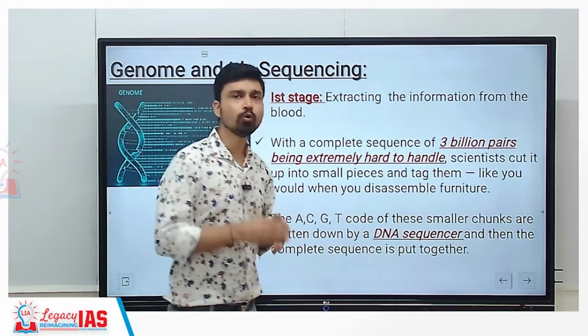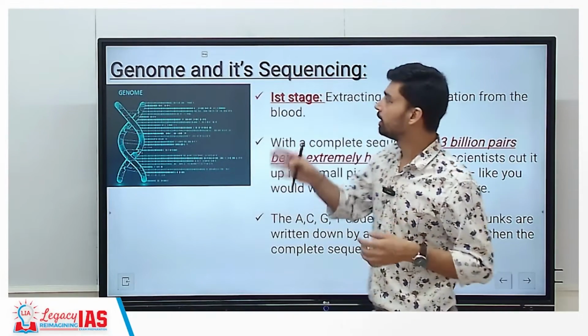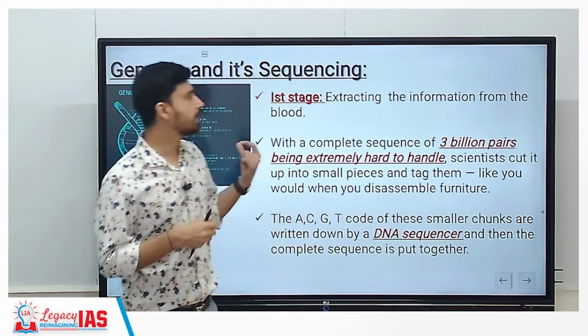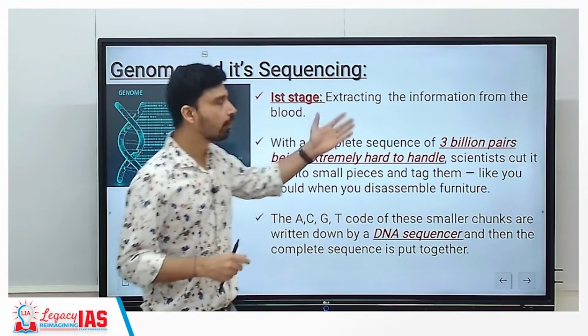If you go into slightly more detail on how the sequencing is done, this is generally something that is used worldwide. In the first stage, the scientists extract the information from the blood.